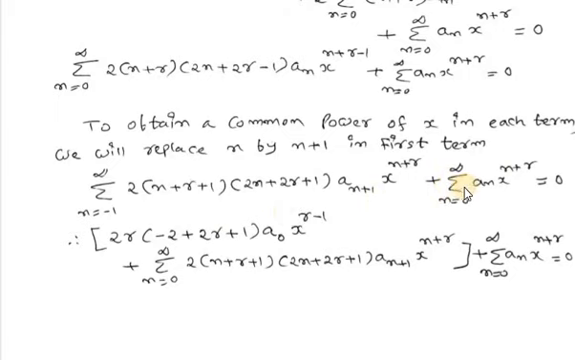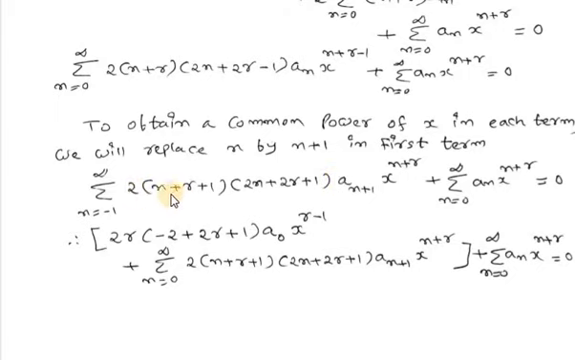Now we have to simplify these two terms. Before simplifying, we have to see that here the value of n will start from 0, and here it will start from n equals minus 1. So first of all, we will put n equals minus 1 in this term, and after that we will start the series from n equals 0 to infinity. So put n equals minus 1.